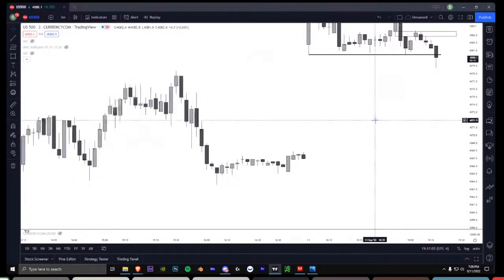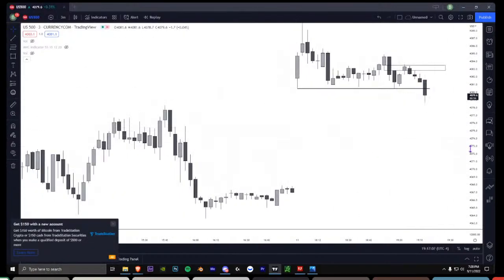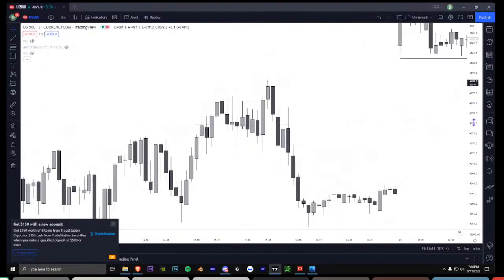So, anyways, this is an example of the model I just showed you, but I'm going to show you a more perfect example. A lot of you guys have probably learned double tops and double bottoms.